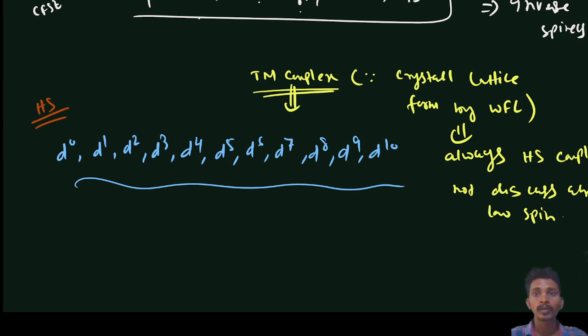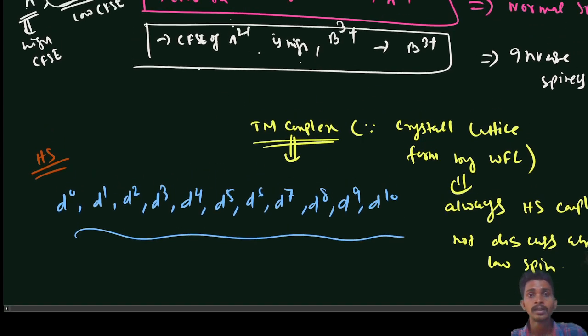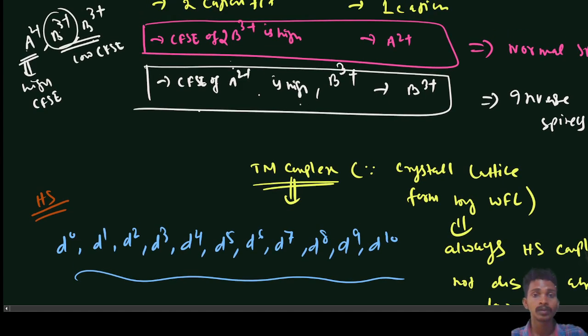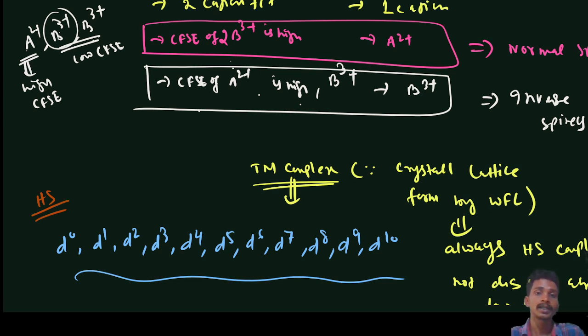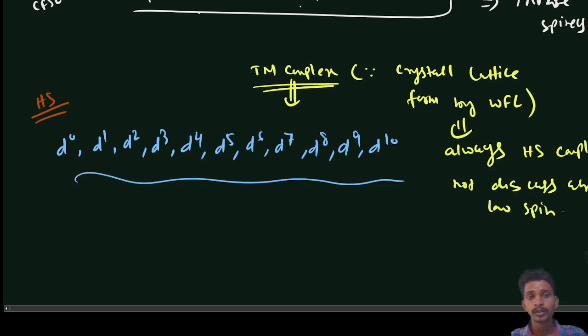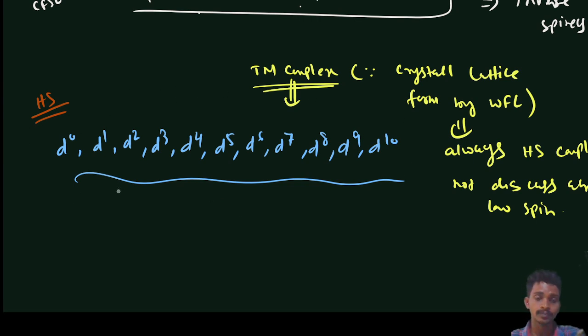So while calculating the CFSE, for deciding normal spinels and inverse spinels, we have to say which CFSE is high. According to that, we will decide whether it is a normal spinel or an inverse spinel. For transition metal complexes, any of these electronic configurations is possible. So what I say is that the d0 configuration CFSE is always 0.